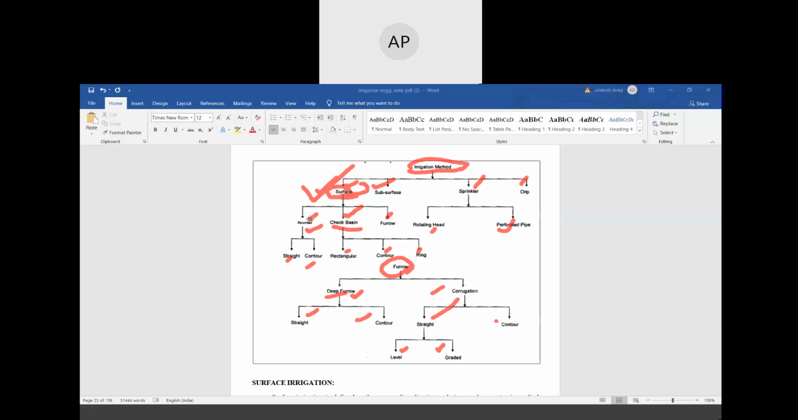So you have to remember what the surface irrigation methods are. Then you have to answer: border, check basins, furrows. What are the check basins? It may be rectangular, contour, and ring. And what are the furrow methods? Deep furrow method and corrugation method. Okay.